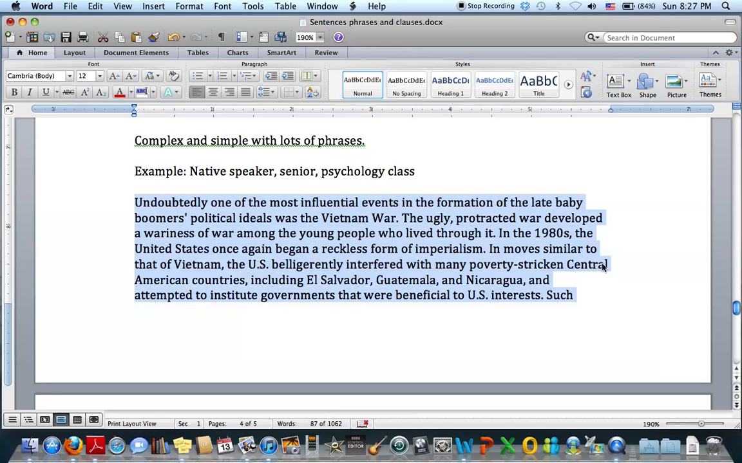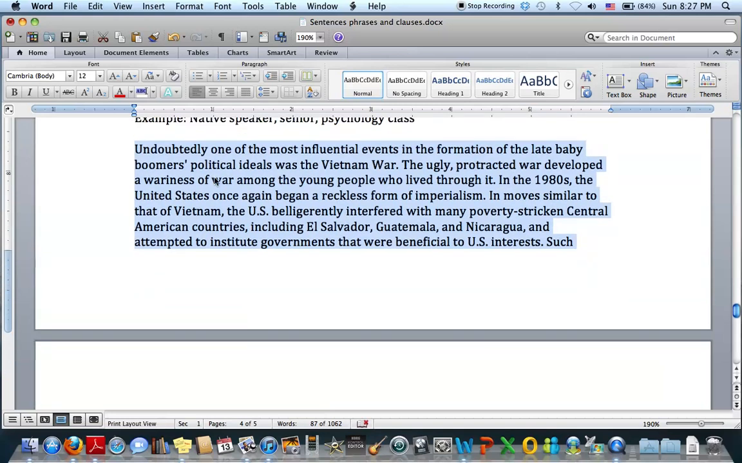This is just a paragraph from a native speaker's paper. This was taken from the Michigan Corpus. It's available online free of charge to anybody who wants to take a look at it. So please feel free to check this out. And here we have, undoubtedly, one of the most influential events of the formation of the late baby boomers' political ideals. As we said before, here's our noun phrase.